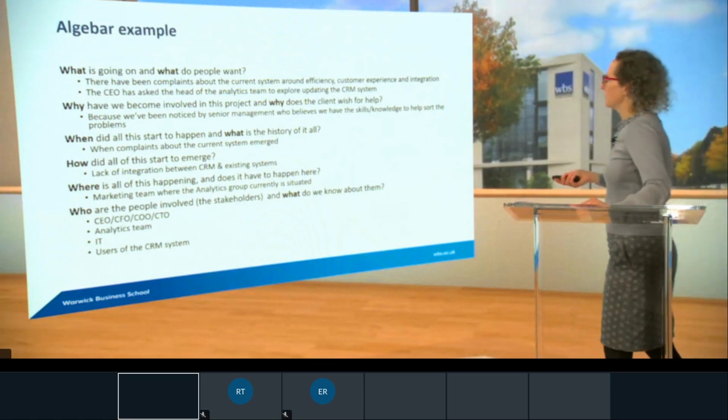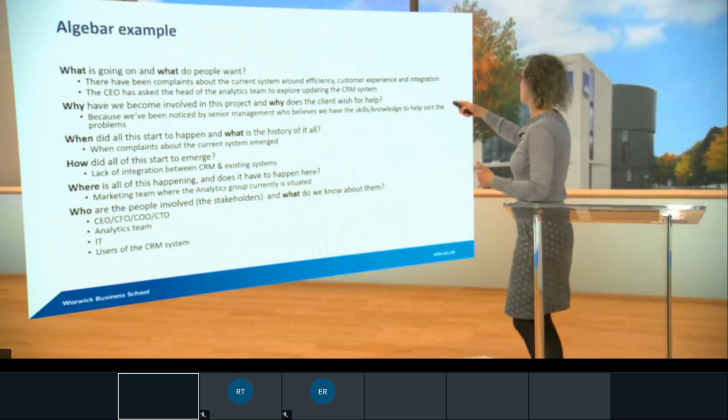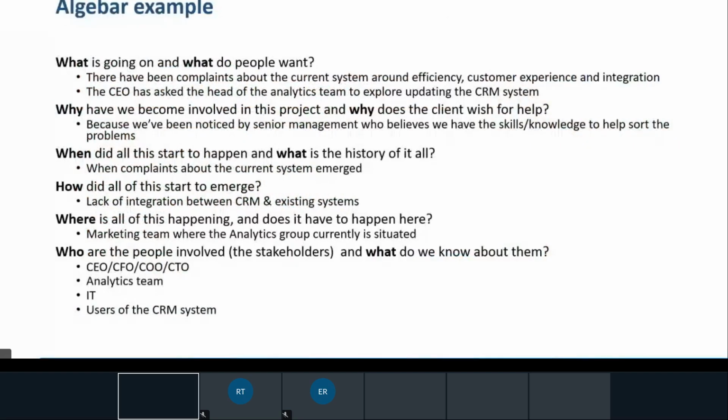We have the idea that there have been complaints around efficiency, customer experience, and integration. These are a lot of the things that were coming up when I asked you to type in the text about whether you thought this was a puzzle, a problem, or a mess. You were mentioning these things, that there were issues, complaints. There's a definite task, you know, that the CEO has asked the analytics team to explore updating this, presumably because they believe, moving on to this why question, that the analytics team have the skills and knowledge to help.